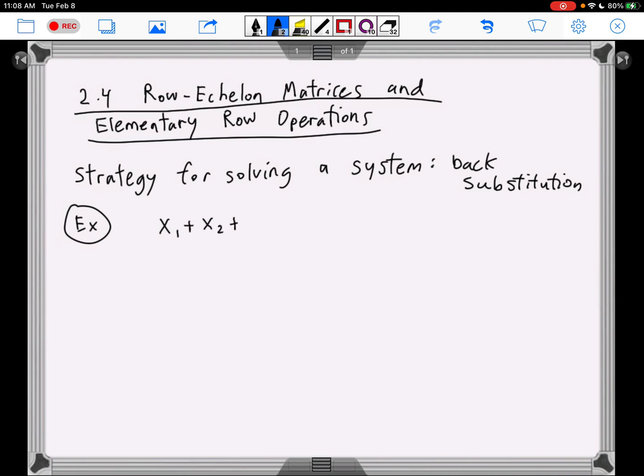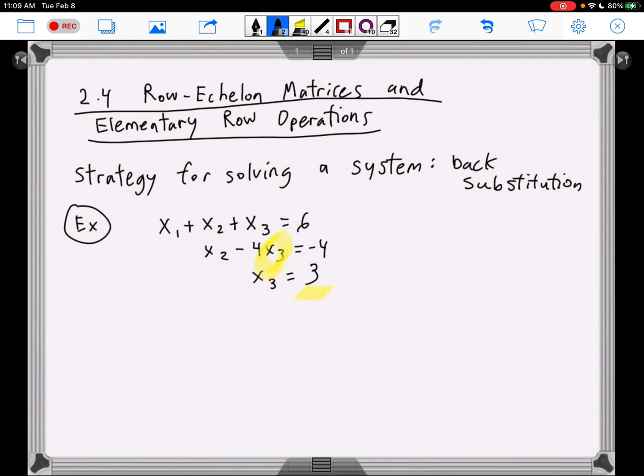x1 plus x2 plus x3 is equal to 6. x2 minus 4x3 is equal to negative 4. And x3 is equal to 3. Obviously, this system is much simpler than a normal system because of the way that it's structured here. But I want us to see something here. We already know what x3 is, right? And so what we could do is take x3, which is right here, and substitute it in for x3 right here.